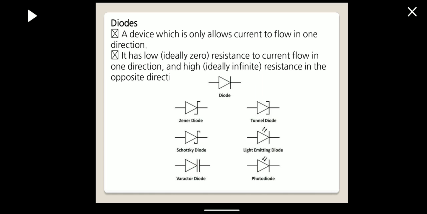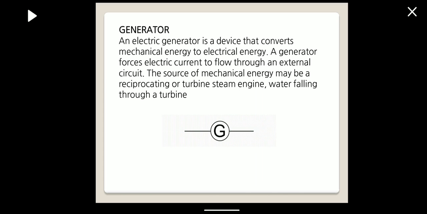Then these are the diodes. Diodes also have different types. First is Zener diode, tunnel diode, Schottky diode, light emitting diode, then photodiode and varactor diode. So these are the different types of diodes. So what is a diode? A device which only allows the current to flow in one direction. It has low resistance, ideally zero resistance, to current flow in one direction and high resistance in the opposite direction.